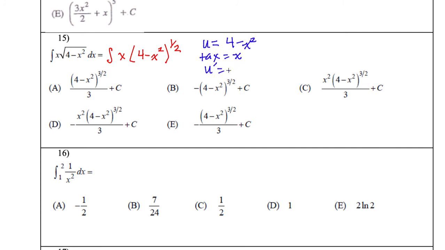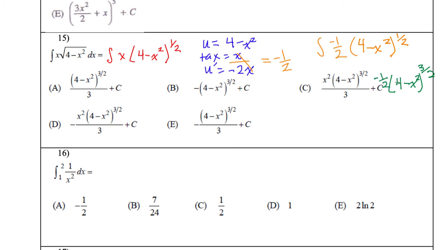U prime is -2x. I'm going to pay taxman. These x's cancel out. This is going to be -1/2. So this rewritten integral is the integral of -1/2 of this 4 minus x squared to the power of 1/2. Then I go ahead and take the antiderivative. This is going to go up to the power of 3/2. I still have this 4 minus x squared. And out front, I still have the -1/2, but I also have dividing down by this 3/2 is 2/3.